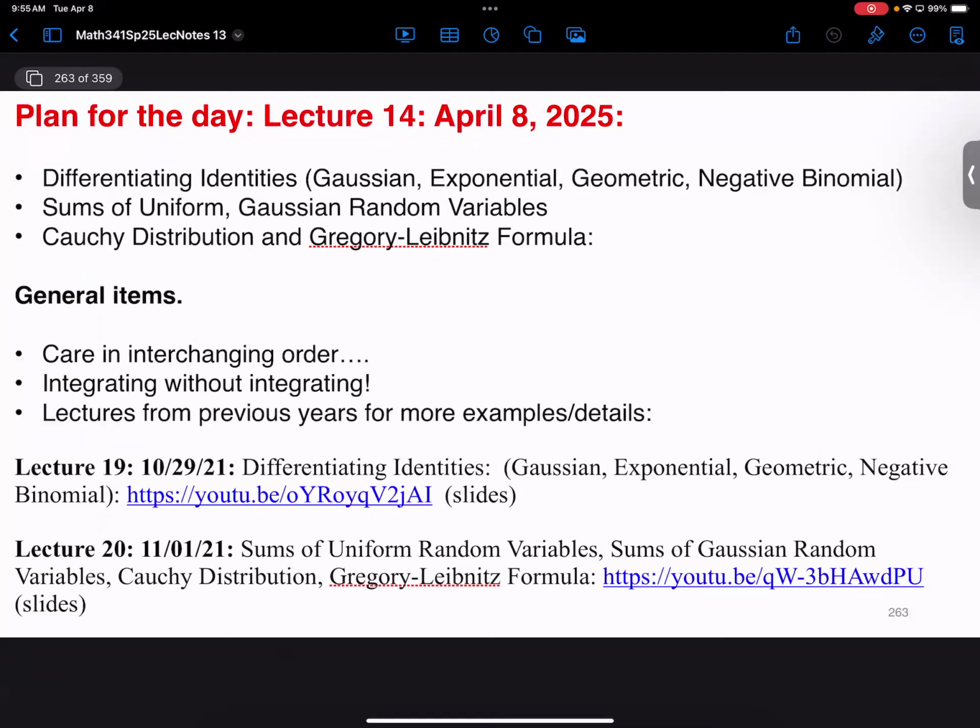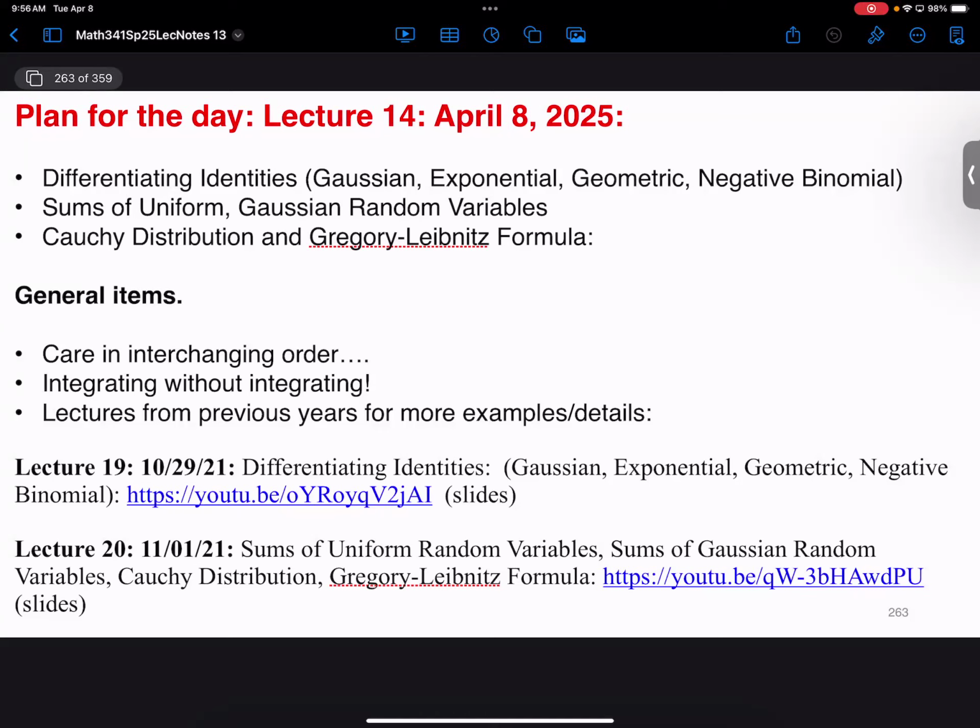One of the reasons I want to focus on the negative binomial is it's probably the most confusing because it has a lot of different definitions. And so depending on who you're talking to, they will have a different definition of the negative binomial, just like we saw there were different definitions of the geometric. I want to then talk about sums of different types of random variables, sums of uniform, sums of Gaussian. These are extremely important for a lot of problems.